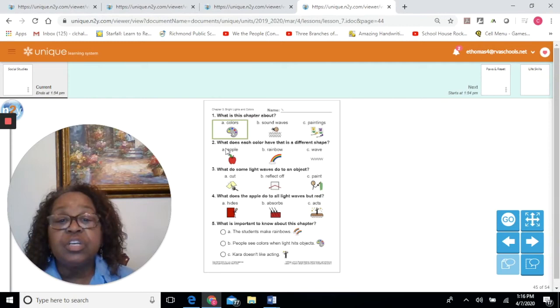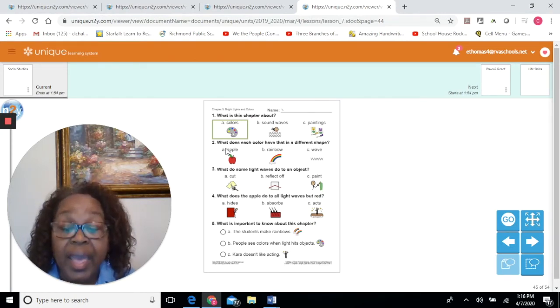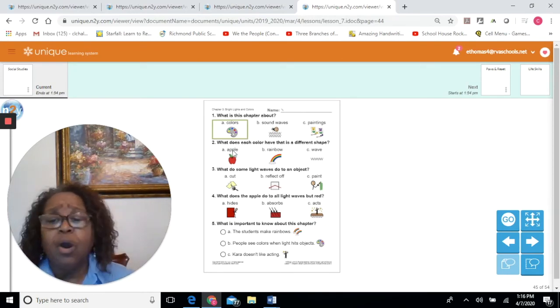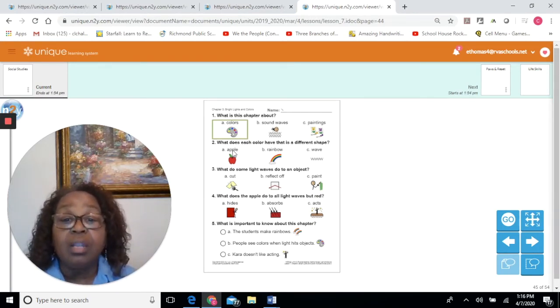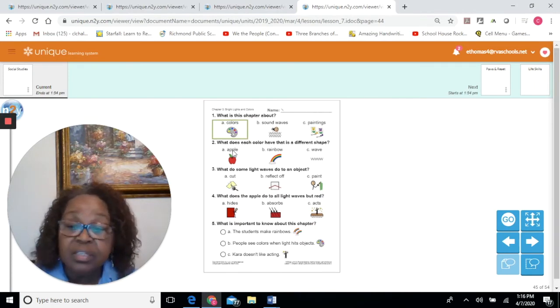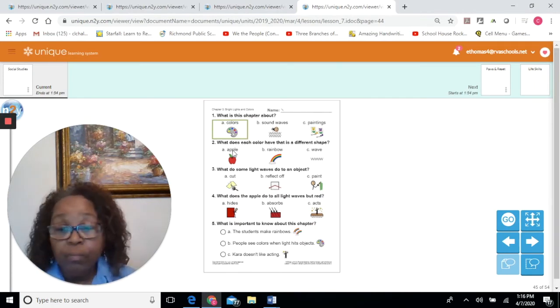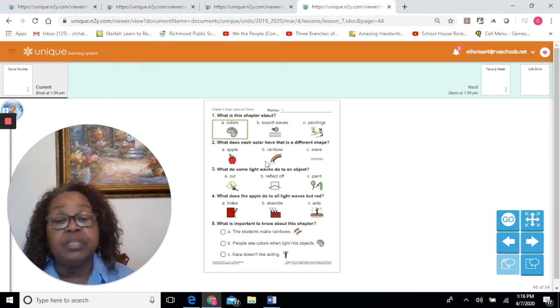What does each color have that is a different shape? Does each color have an apple? Oh no, that is a wrong answer. We're going to slash that. We're not even going to consider it. Does each color have a rainbow that is a different shape? No, we remember that. The rainbow was not a possibility of being different shapes.